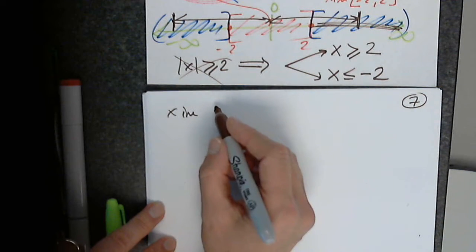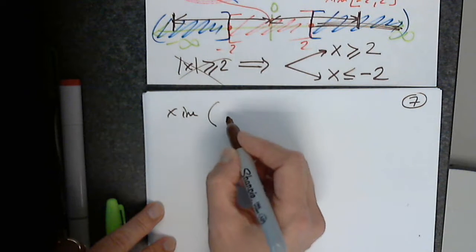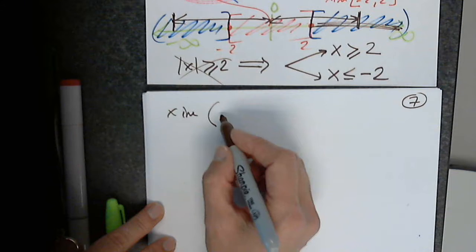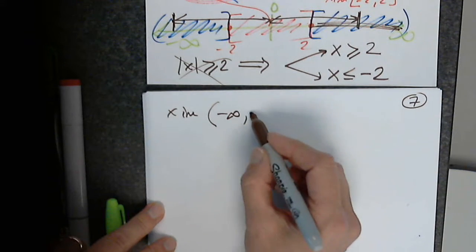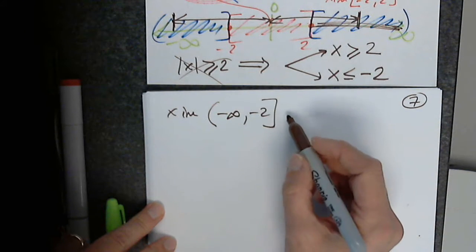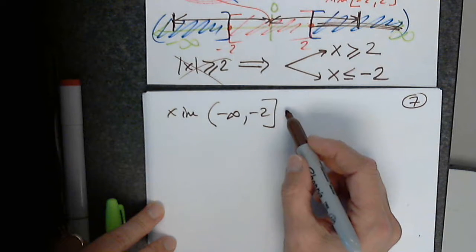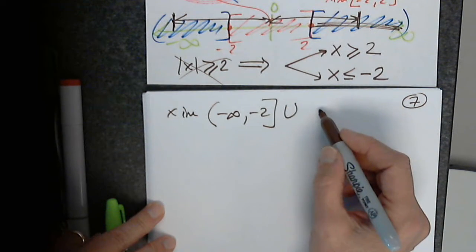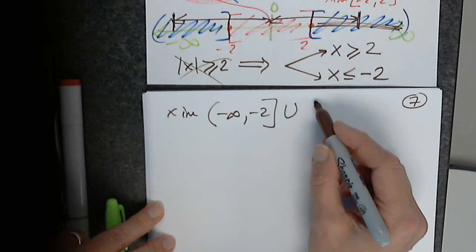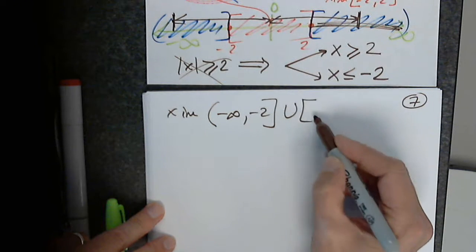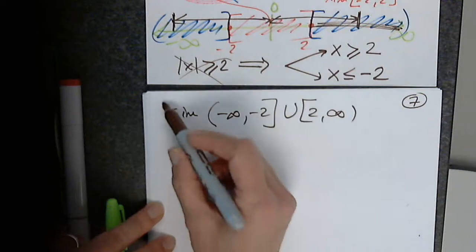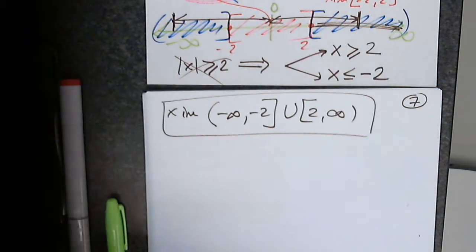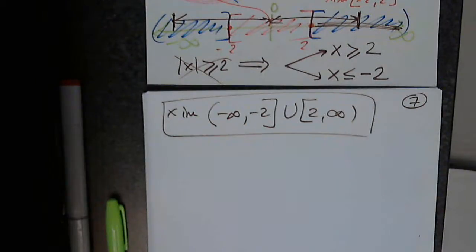So, is it parenthesis negative infinity, -2 bracket, and then the other one is bracket 2 to infinity. Very good. That's the answer.